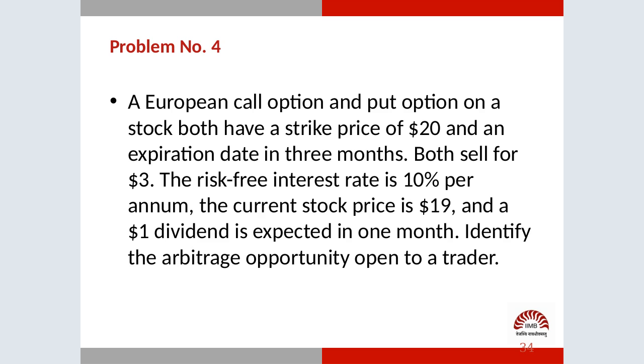You have a call and a put option with the same strike price of 20 and the same expiration date, maturity 3 months from now. Both prices are the same, $3. Interest rate is 10%. The current stock price is 19, and there's a $1 dividend expected in 1 month's time. What is the arbitrage opportunity?